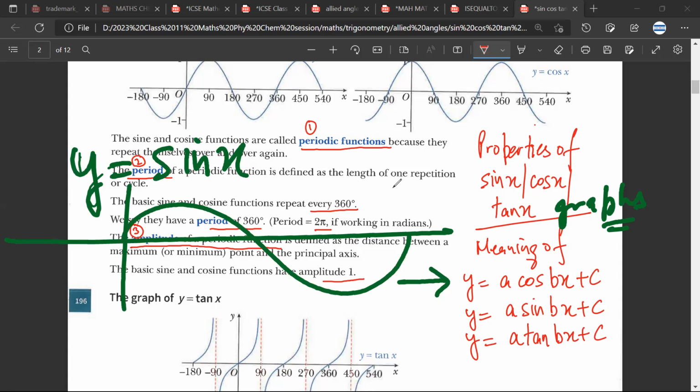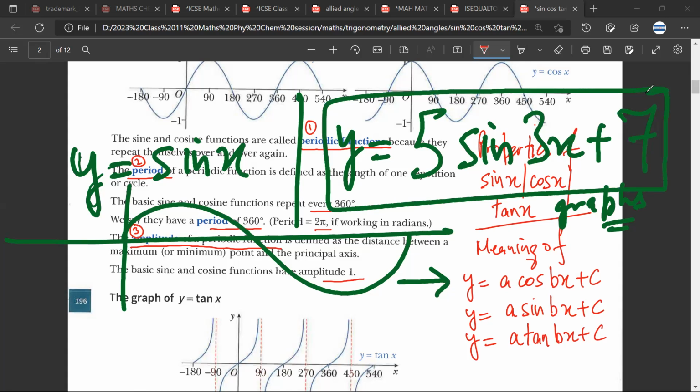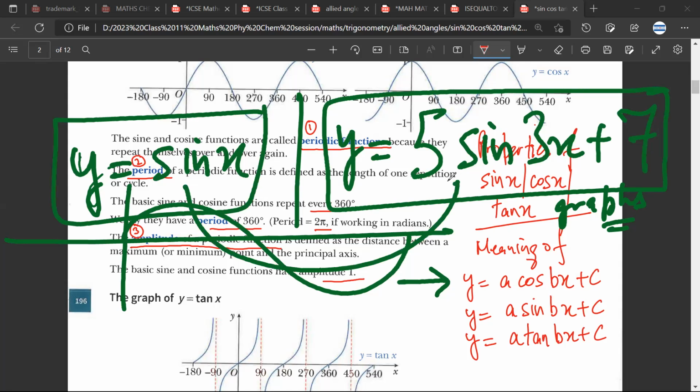Okay. Now what I want to tell you is that let us say that someday you meet a function like this: y is equal to 5 sine 3x plus 7. Have you understood? Now, how does the graph of y is equal to 5 sine 3x plus 7 look like? It has this graph. Do these two graphs have anything in common? That is what I'll try to cover in this lecture.